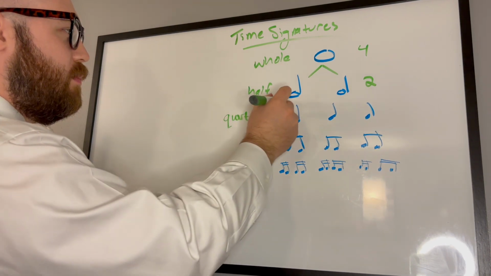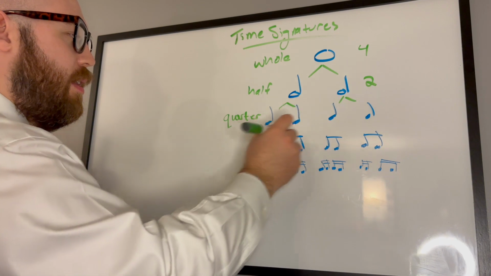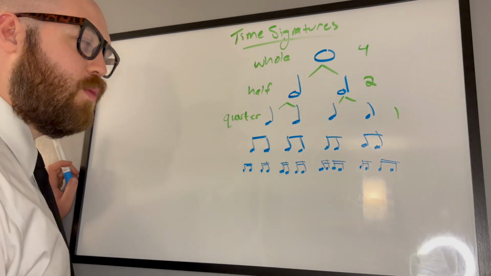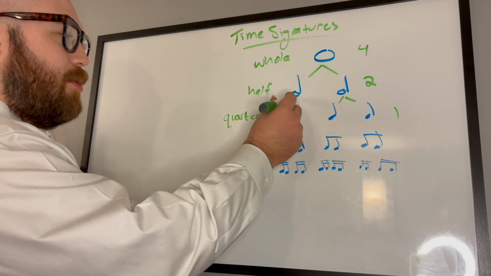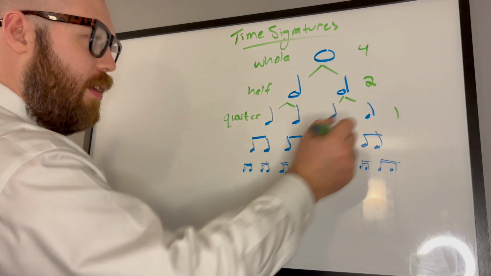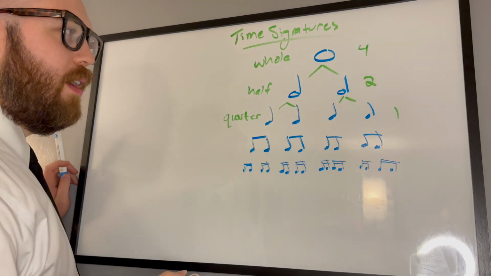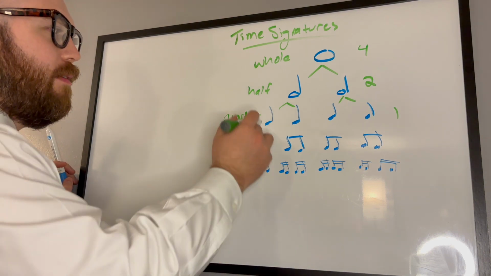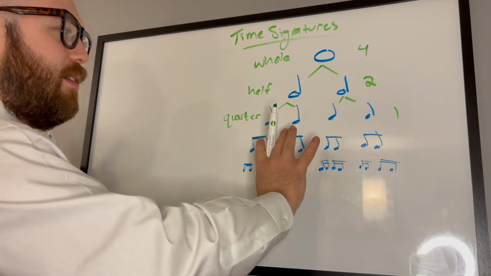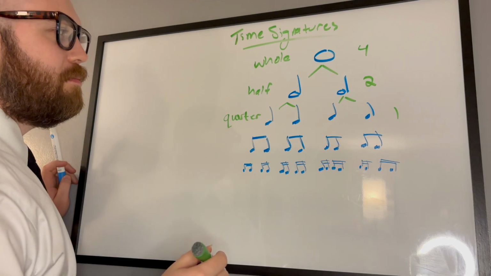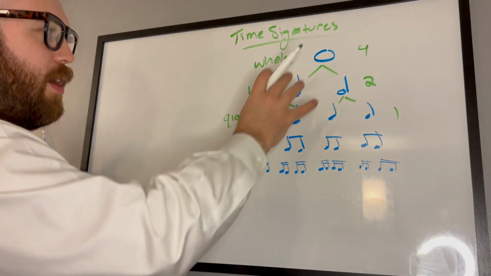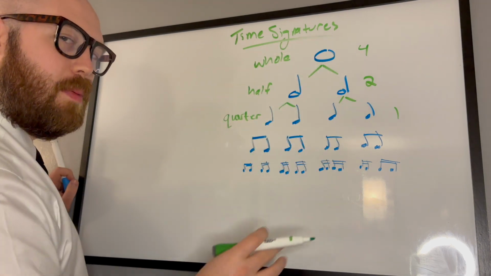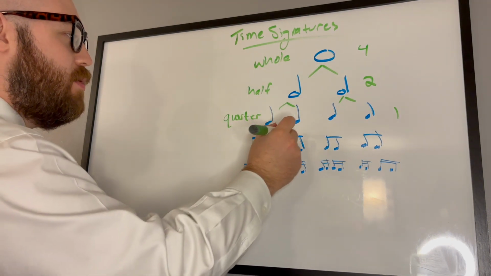Now what do we have down here? Quarter. Each one of these gets 1 beat. 2 of these equals 1 of those. 4 of these equals 1 of those. That makes sense, right? If there's 4 ones, you add them all up, you get 4. If there's 2 twos, you add them both up, you get 4. So you can see a pattern. We're just splitting in half. And it continues on.